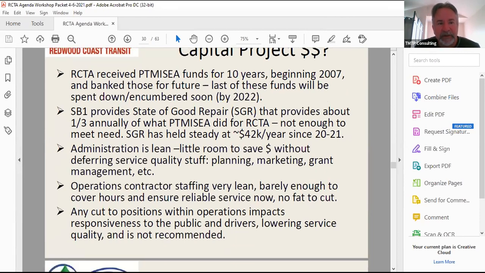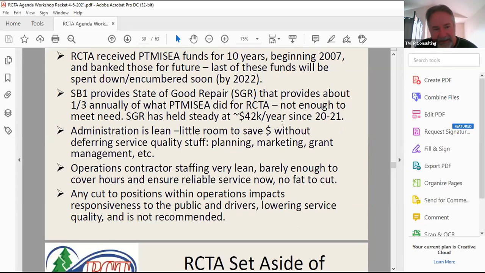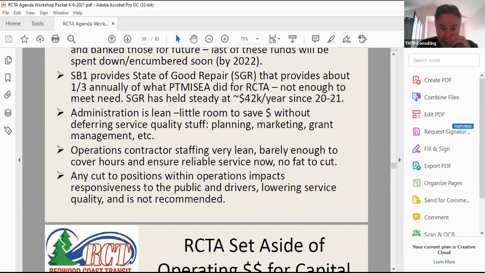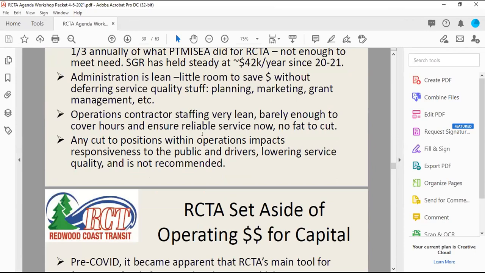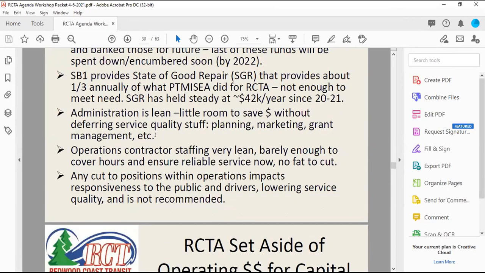The recent SB1 legislation of about 3 years ago provides a new funding source called State of Good Repair, but it's much smaller than PTMISEA. We're getting about $42,000 a year out of that, which is not enough. I mean, it helps, but it's not nearly enough. We're very lean, as you see. There's not a lot of fat to cut, whether on the operation side or our contract.